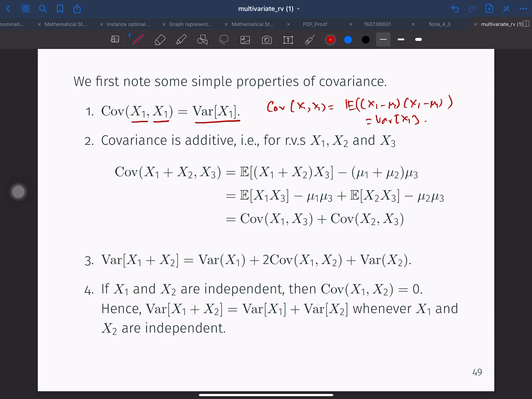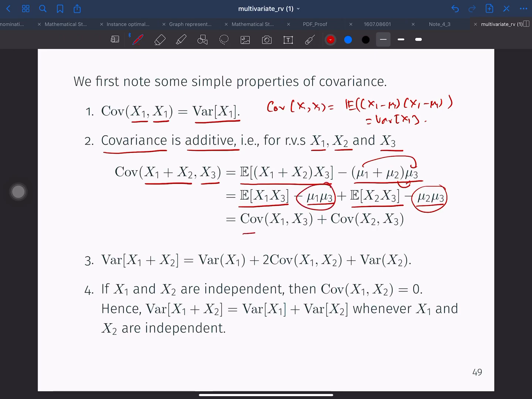The second and quite useful property is that covariance is also additive. So you have three random variables, x1, x2, x3. Then the covariance between x1 plus x2 and x3 is, by the definition, the expected value of the product minus the product of expected values. The expected value of x1 plus x2 is nothing more than mu1 plus mu2. By linearity of expectation, you can move this as the expected value of x1 x3 plus the expected value of x2 x3. Then by splitting this out for mu1 mu3 and mu2 mu3, you can simplify this to be the sum of the covariances.